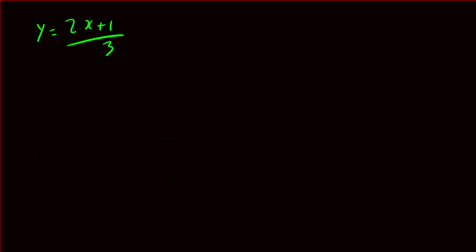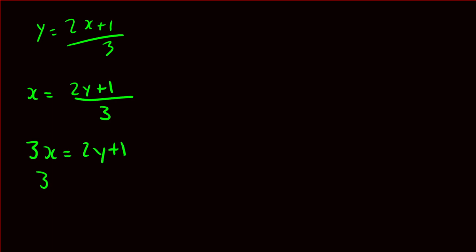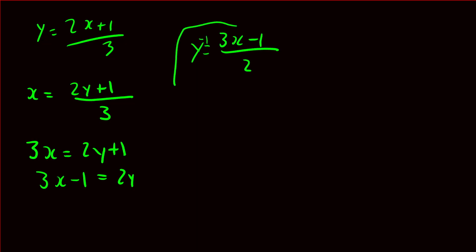All right, so last question. We're going to swap our x and y. X equals 2y plus 1 over 3. 3x equals 2y plus 1. 3x minus 1 equals 2y. And then 3x minus 1 over 2 equals y. And not y, y to the negative 1, I keep saying that, sorry, is the inverse. And that's our answer. So, a lot of this is pretty easy.